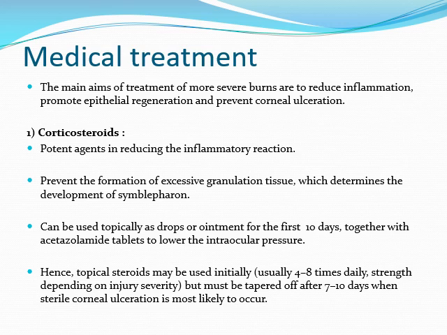Steroids can be used topically as drops or ointment for the first 10 days together with acetazolamide tablets to lower the intraocular pressure. The secondary glaucoma is an important manifestation of chemical injury, which is prevented by giving systemic acetazolamide tablets. Hence, topical steroids may be used initially, usually 4 to 8 times daily, strength depending upon the injury, but must be tapered off after 7 to 10 days when sterile corneal ulceration is most likely to occur.